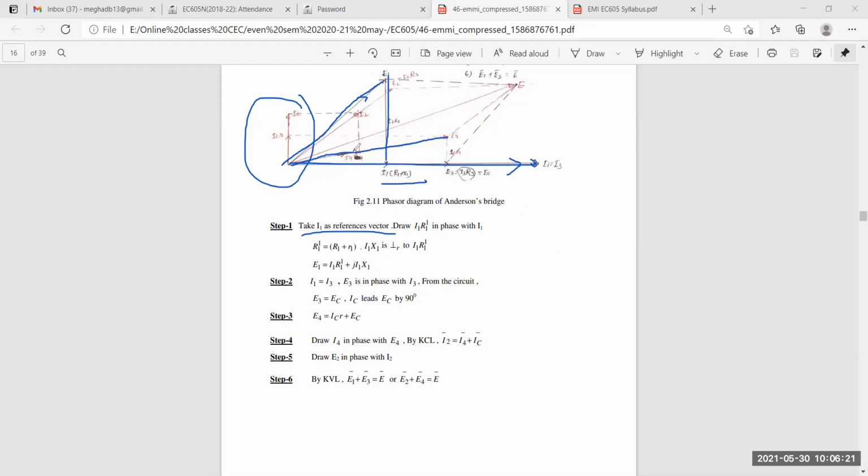Now you know I4. If you know I4 and you apply KCL, then you can write this formula because this is the I2. This is your I2. So you can have this kind of formula if you apply KCL.